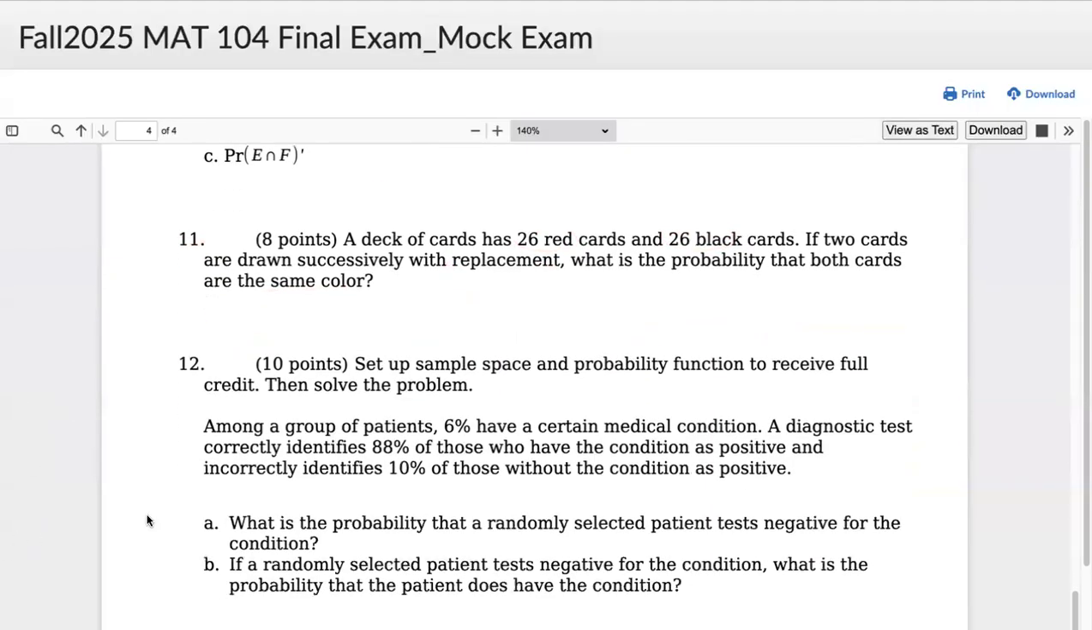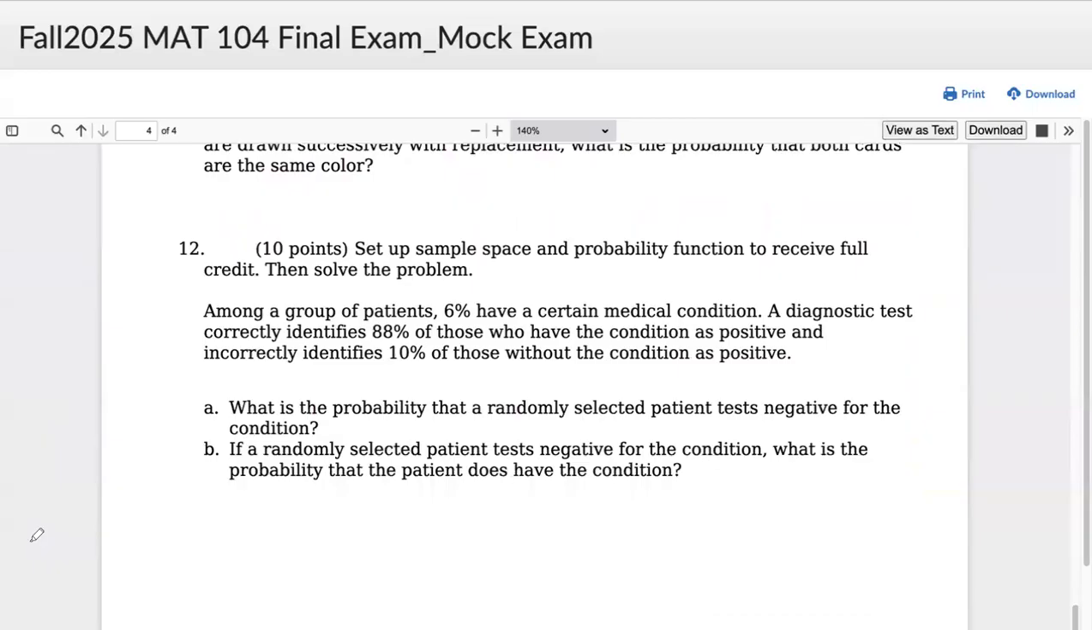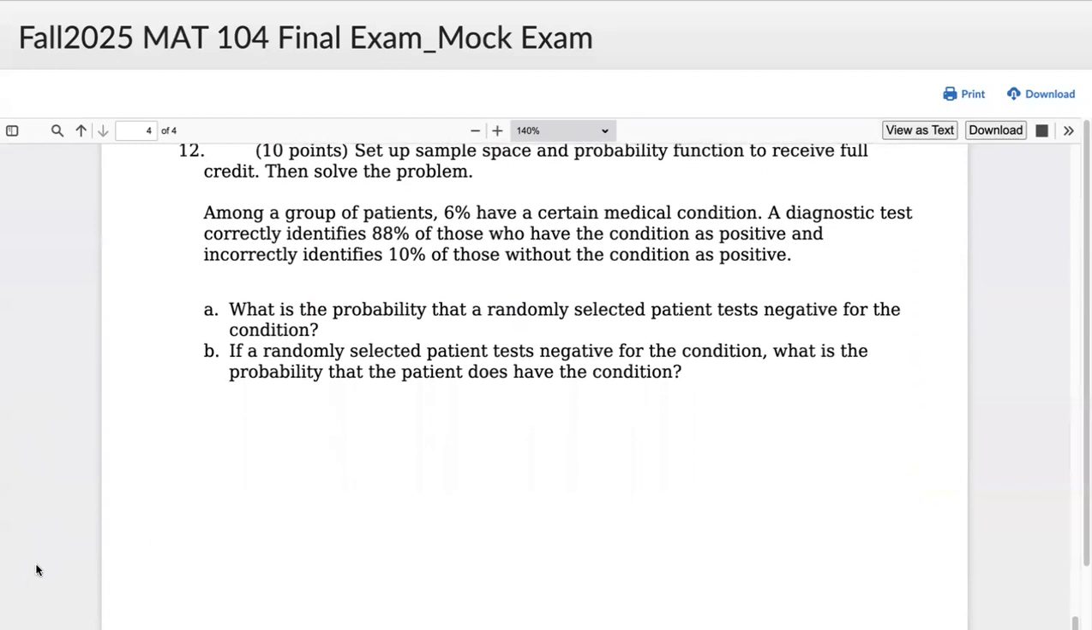Lastly, we have this 12. I need a little more space. Okay, first she wants us to set up the sample space. So let's use a tree diagram. Okay, so let's read this.